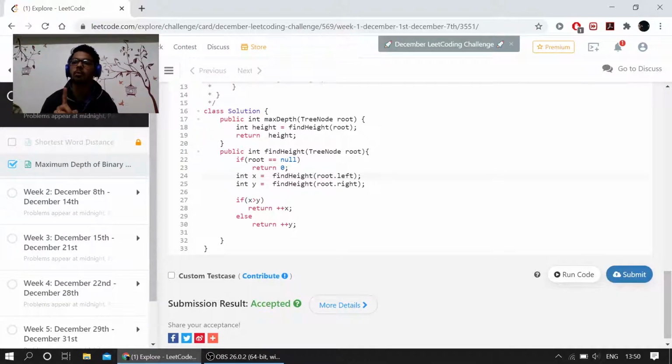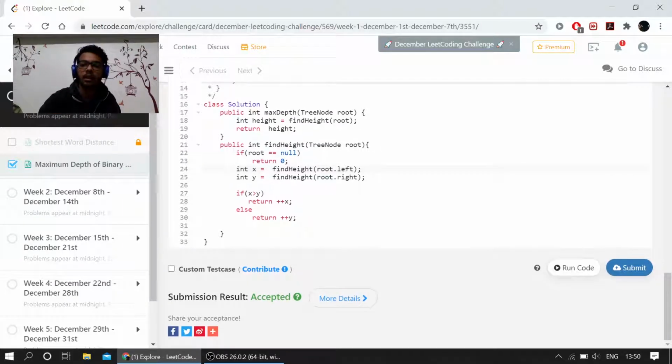If we were talking about height, we would not need to do that, but since we are talking about the maximum depth of a binary tree, we include the root node as well. And this was it, guys. It was a really simple and quick solution.